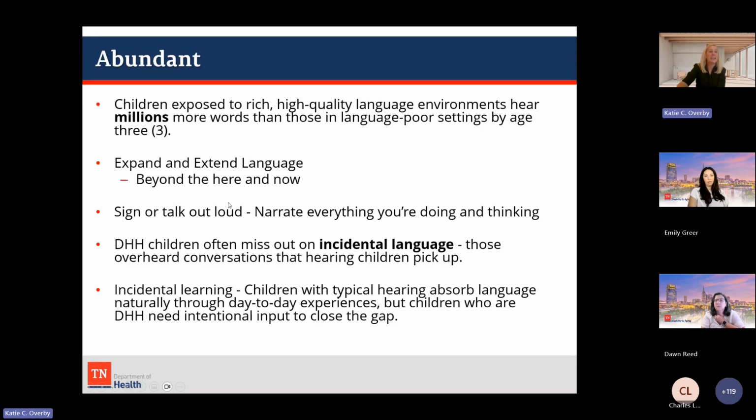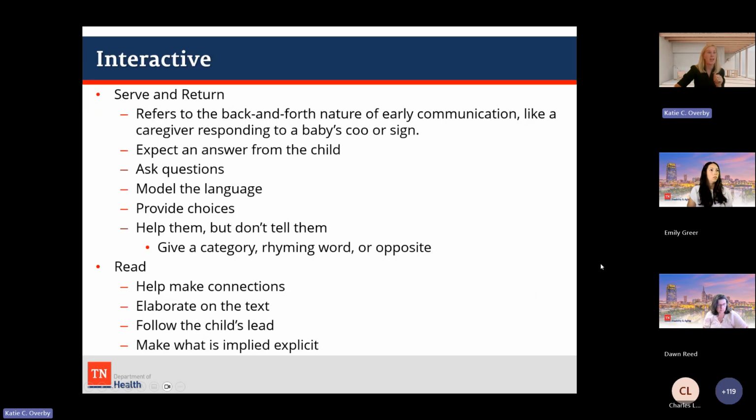And we need to do the expansion and the extension along with the narrating, because children who are deaf and hard of hearing miss out on that incidental language. They're so focused on here and now and trying to attend, whether they're listening for auditory information or for signed language, that they're not really picking up on what other people are doing. And this can kind of show up later in school when they think maybe kids are talking about them, or because they missed it and then they know kids are laughing. So really honing in and helping kids expand their language, because we know they're going to miss out on that.